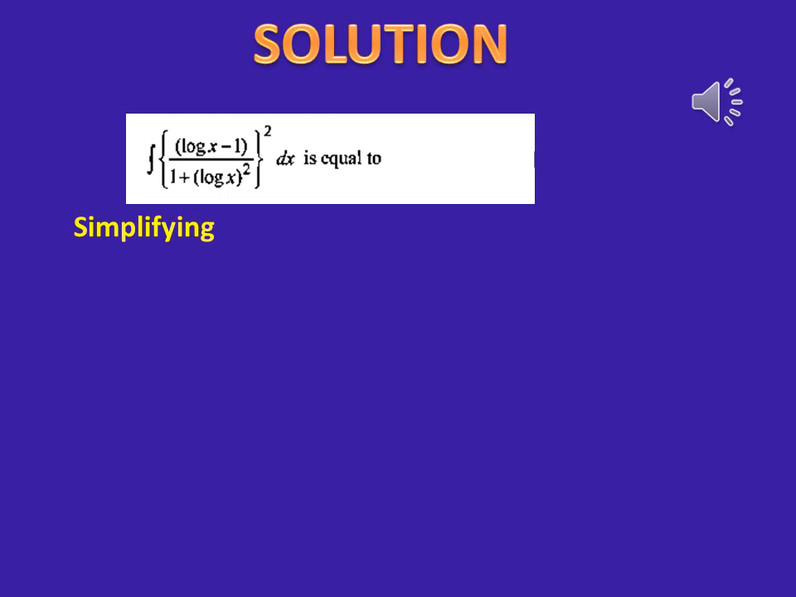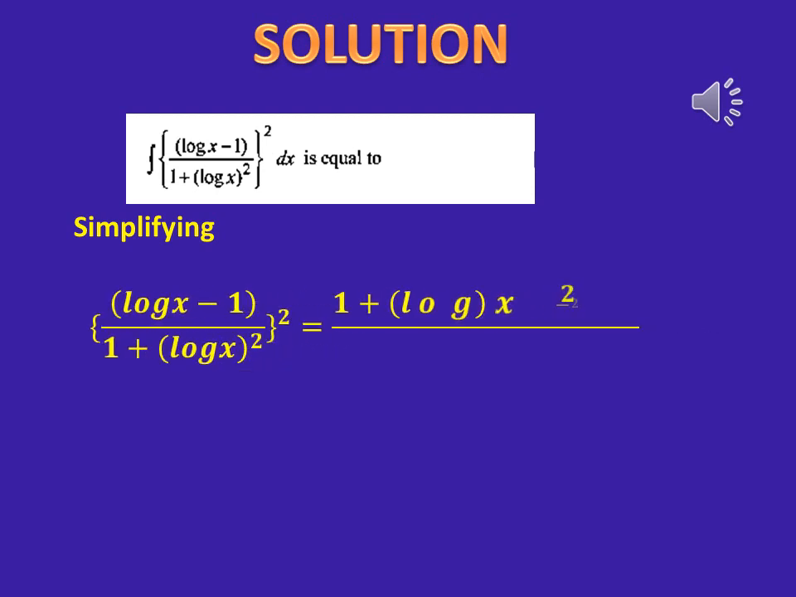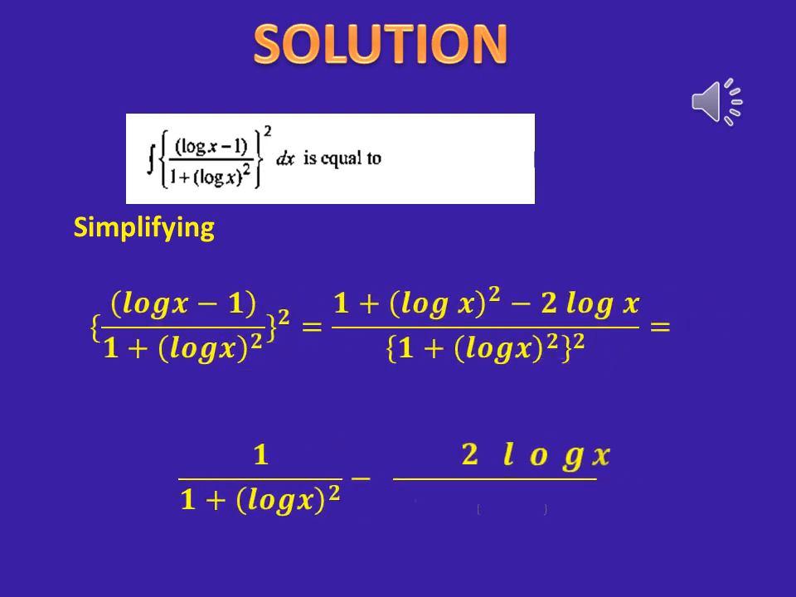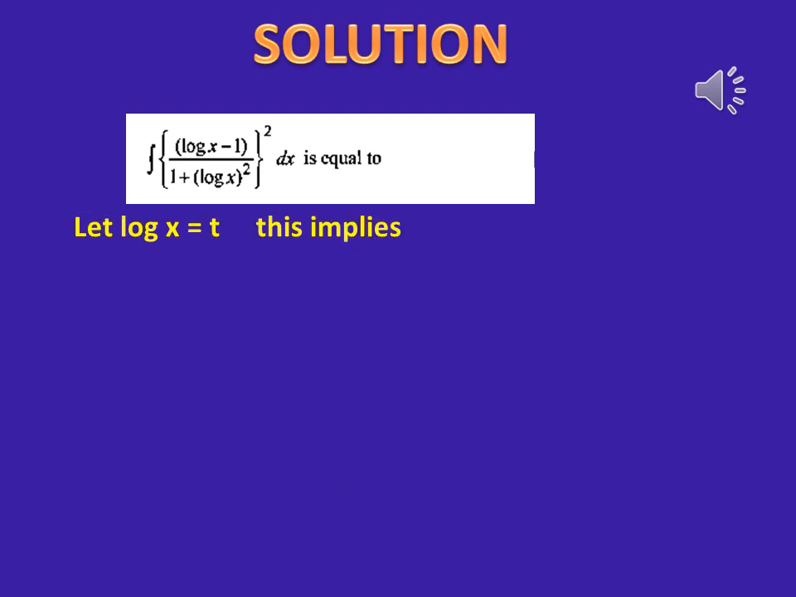We will first open the square term of the numerator because upon doing that, we will get the term 1 plus square of log x, which is the same as the denominator. Later we can do the division. Now let's substitute log of x with t. Differentiating this equation, we get dx equals e to the power t dt.